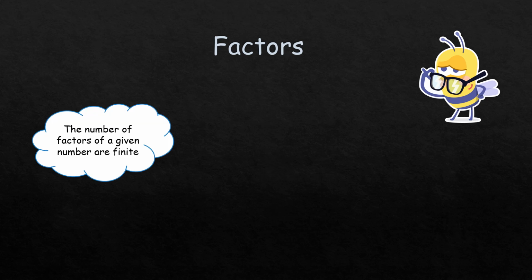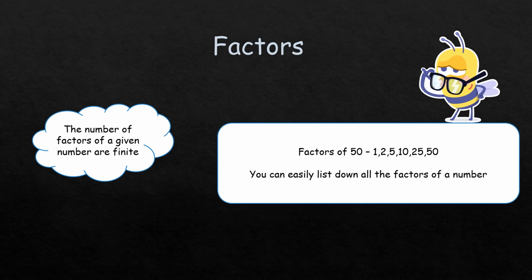Now, the number of factors of a given number is finite. What do you mean by finite? It means we can always list down all the factors of a given number. Sometimes it will be lots of factors, but still we can list down all the factors of a number. However big the number is, for 100,000, 10,000, whatever the number is, we can always list down the factors. For example, factors of 50 are 1, 2, 5, 10, 25 and 50.